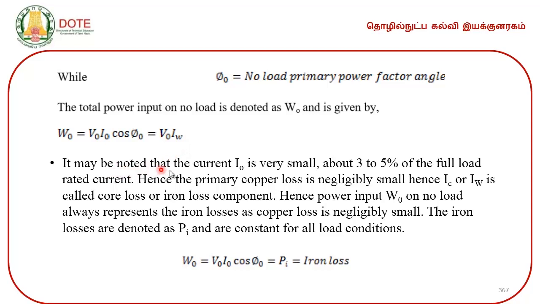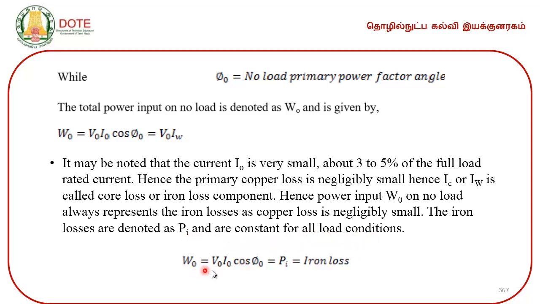It may be noted that the current I 0 is very small, about 3 to 5% of the full load rated current. Hence, the primary copper loss is negligibly small, hence I c or I w is called the core loss or iron loss component. Hence, power input W 0 on no load always represents the iron losses, as copper loss is negligibly small. The iron losses are denoted as P suffix I and are constant for all load conditions.